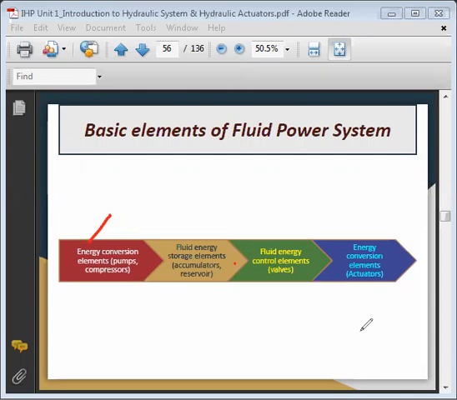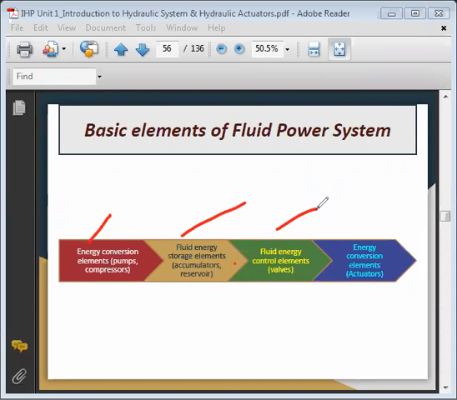Then after storing, we need another element, the fluid energy control element. We need to control the fluid energy, so valves are used to control it. Which are the different valves, we are going to see in units 2 and 5: direction control, flow control, pressure control. Valves are required to control the fluid energy.